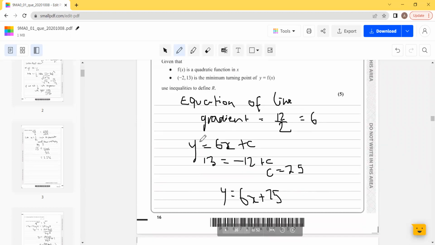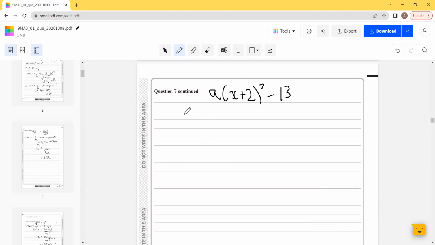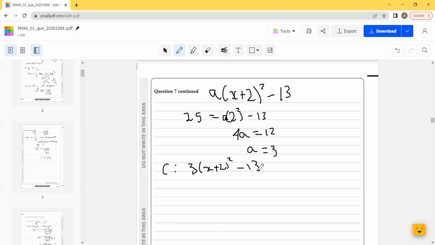So now I can substitute the values of 0 and 25. I'm going to now say that 25 is equal to a times 2 squared minus 13. So 4a is 12, so a is 3. So curve C is defined by 3 times (x plus 2) squared minus 13. Okay, so now we have the equations for the curve and the line.